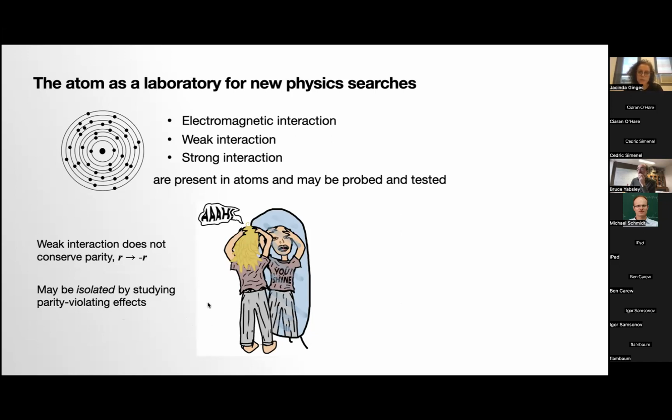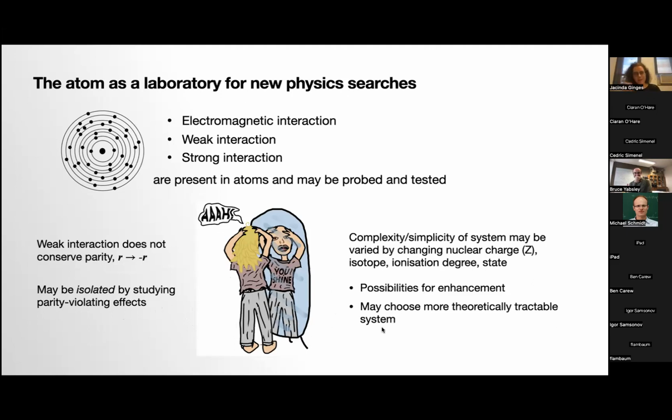So this is what we do in atoms. We look at and study these specific parity violating effects, thereby getting underneath the electromagnetic interactions and testing electroweak theory. And this is a shout out to my daughter who did this illustration for me to illustrate parity violation.